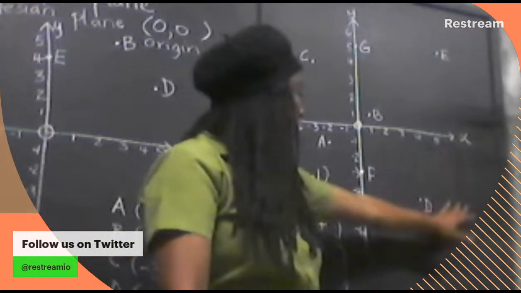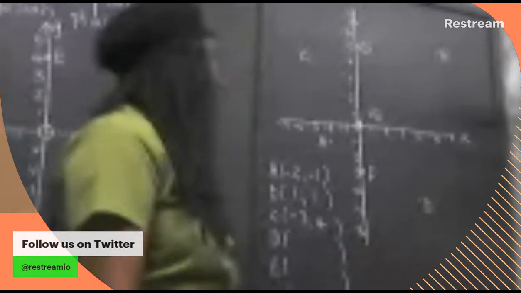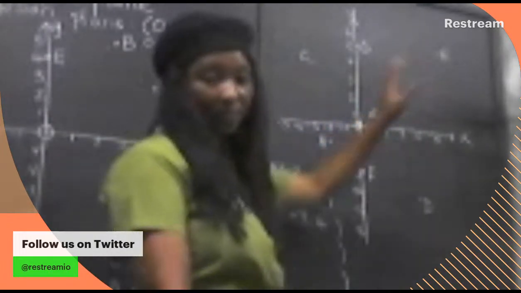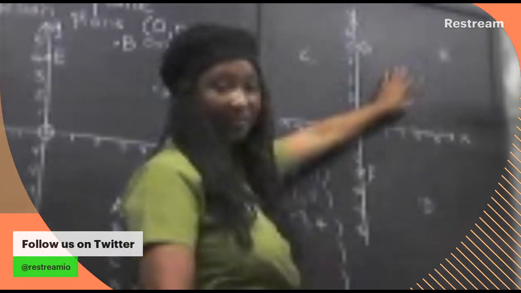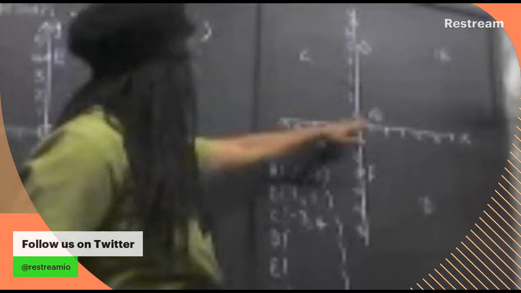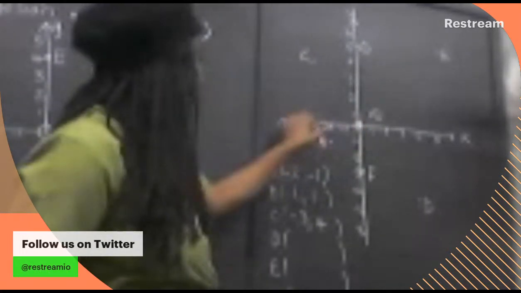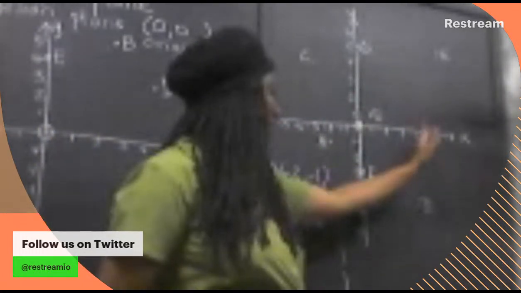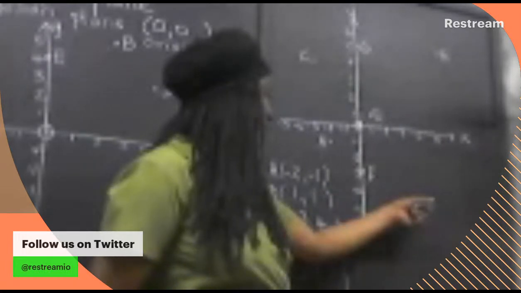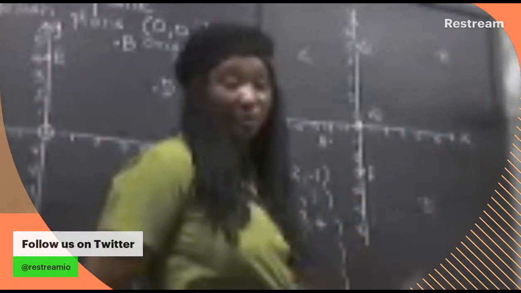Points that are in this quadrant will have a +X and a -Y. So this is the first quadrant. First quadrant, both the X and Y are positive. Second quadrant, -X, +Y. Third quadrant, -X, -Y. Fourth quadrant, +X, -Y. So for D, we move positive, then -4.